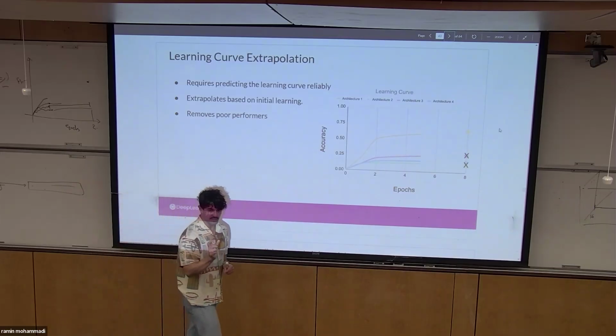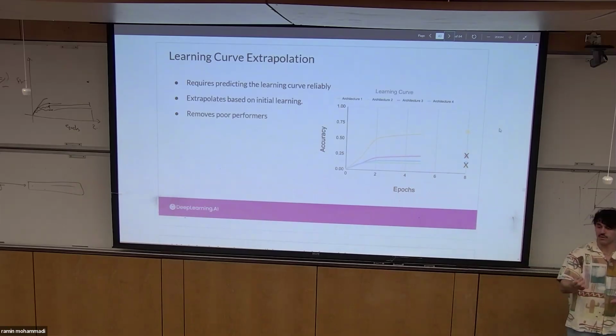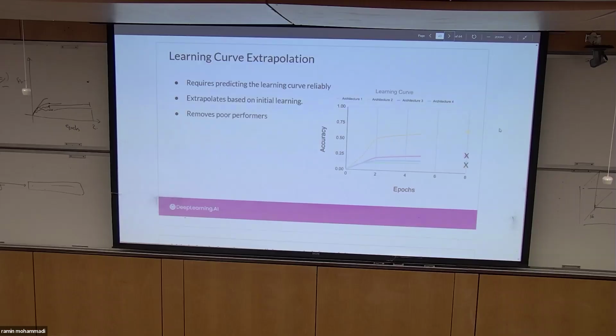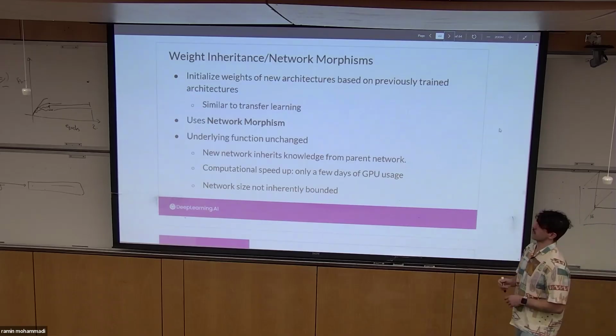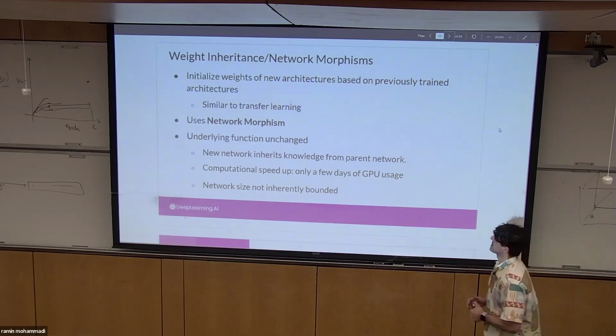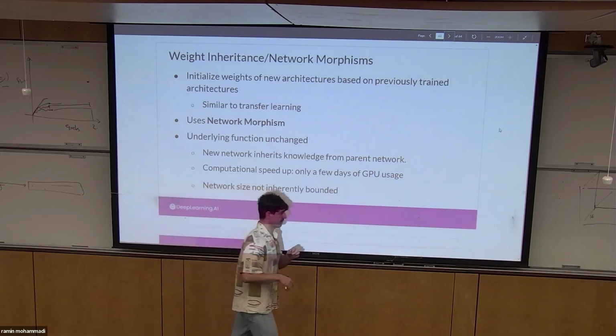So that's because that can highly impact the decision that you make. If your algorithm is not good, then your result is going to be bad. So this is going to be learning curve extrapolation. And the next one is weight inheritance, or basically network morphism. So network morphism, we're going to talk about this more.